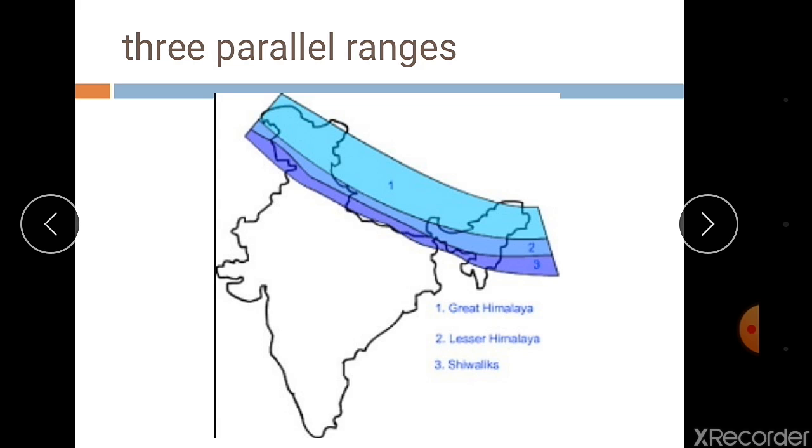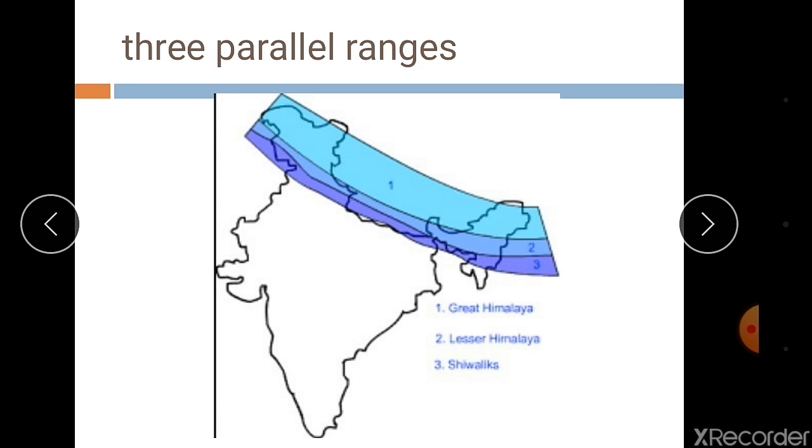The ranges are mainly composed of highly compressed and altered rocks. The rocks are not of one kind, different kinds are here, but they are in alternate positions. The altitude varies between 3,700 and 4,500 meters. The altitude of the Himachal or the Lesser Himalaya is between 3,700 and 4,500 meters.